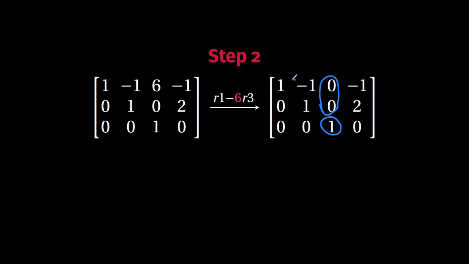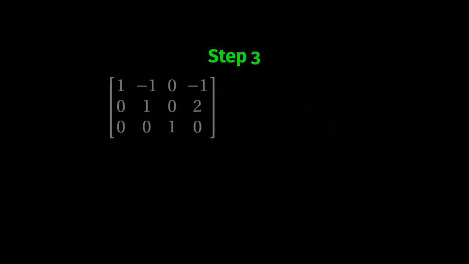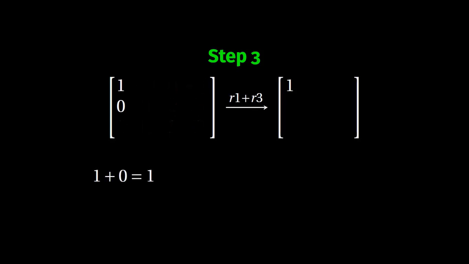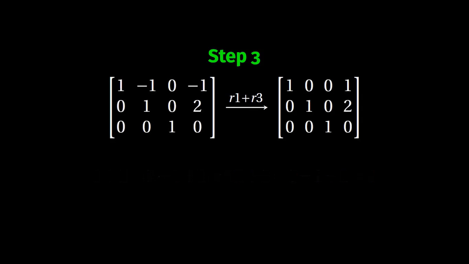It only remains to work on this number -1, which we want to transform into 0 as well. That's the object of the next step. Again, we start from the last matrix that we obtained in the previous step. And we now do row 1 plus row 3. That gives 1 plus 0 is equal to 1. -1 plus 1 is equal to 0. 0 plus 0 is equal to 0. -1 plus 2 is equal to 1. And this is the last step that we had to do.